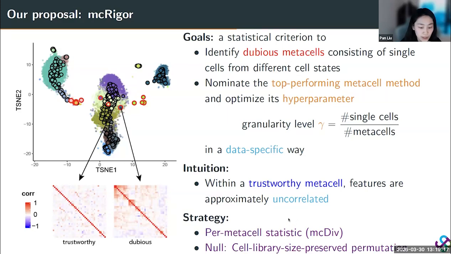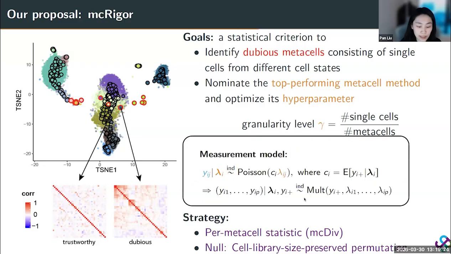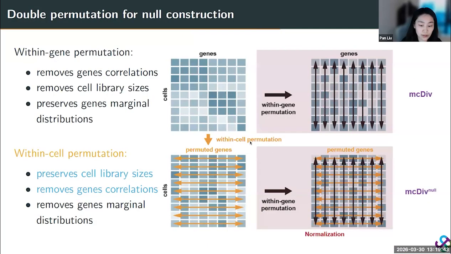Another important point here is that in the null construction, we want to preserve the cell library size. The reason for this is that the cell library size is involved in the measurement error as the sum total of the multinomial distribution. And we know that the sum total would induce a small level of feature correlation that we need to account for. In more detail, we call this null construction approach the double permutation approach.